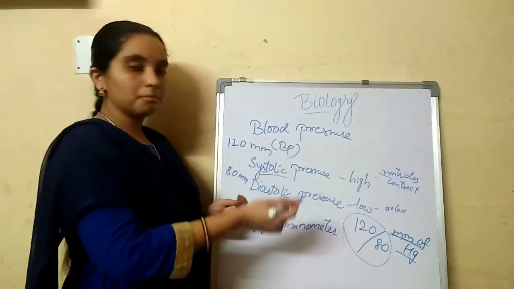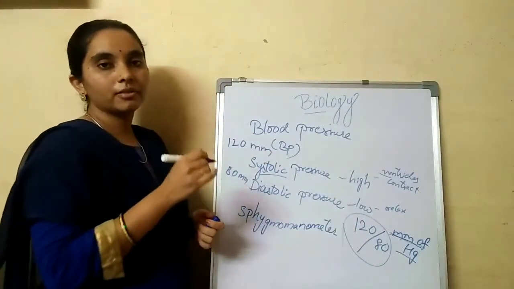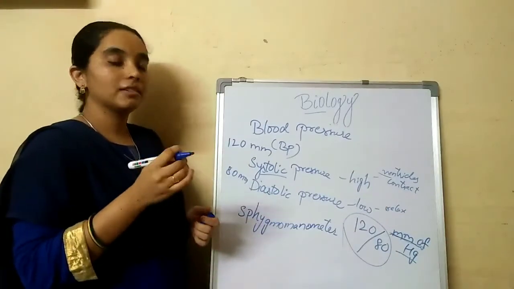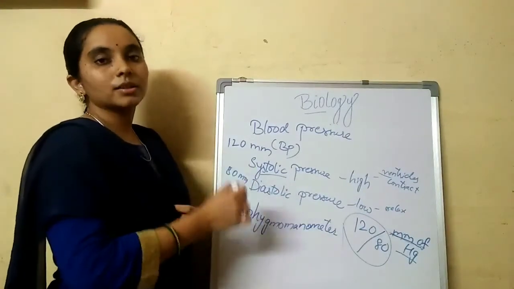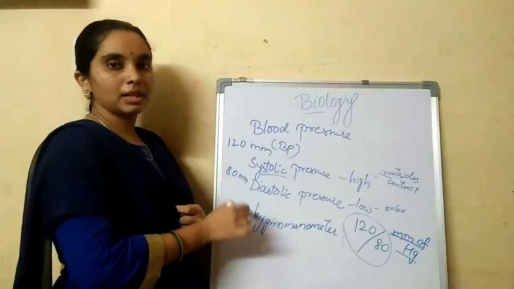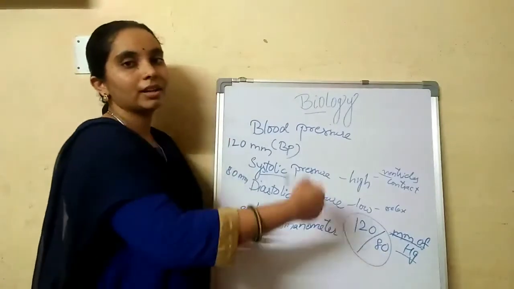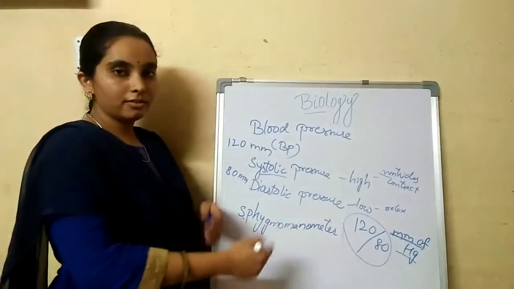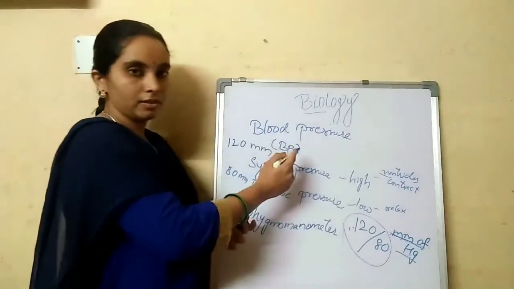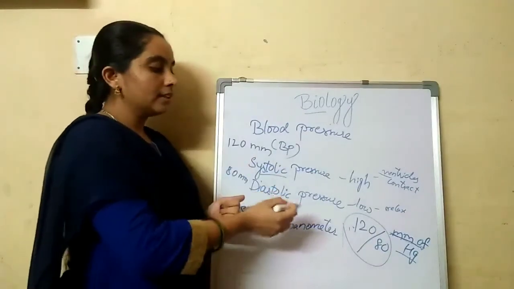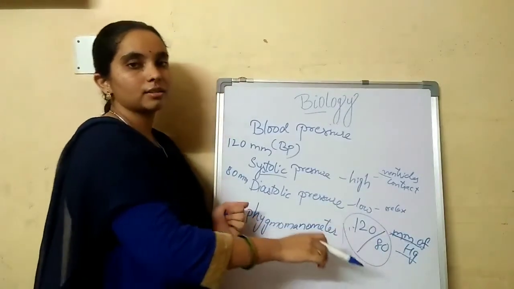Hg is the symbol for mercury. The instrument by which BP is measured is the sphygmomanometer. That instrument contains mercury, so that is why we give the units in terms of mercury. If there is any fluctuation in the reading, like if it is higher than 120, such as 130, 140, 150, then you call it high BP. If it is lower than 120, then it is called low BP.